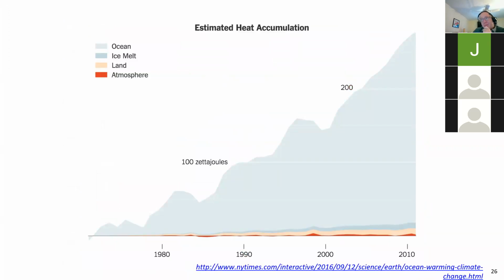So how about this one? We have a bunch of different things. We have ocean, ice melt, land, atmosphere. We have some dates on the bottom, and we have something on the y-axis, which is the amount of heat accumulation.